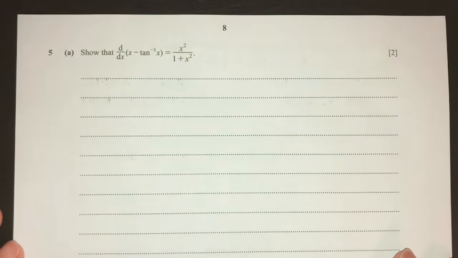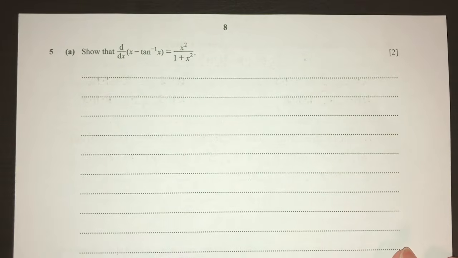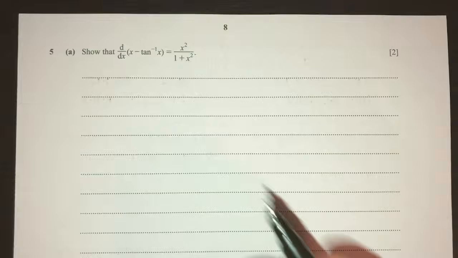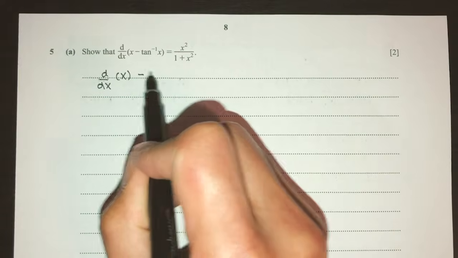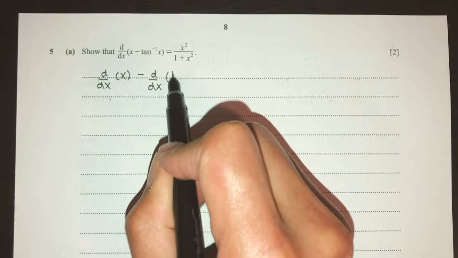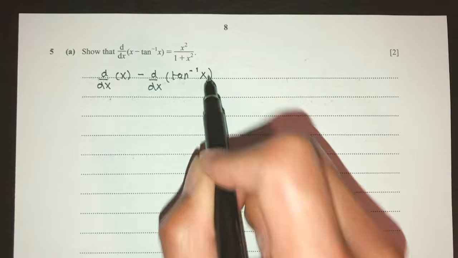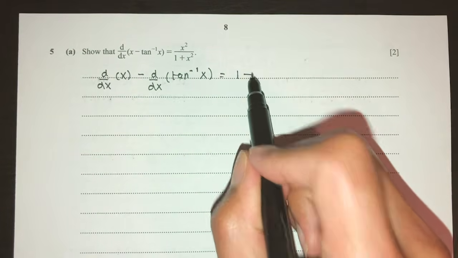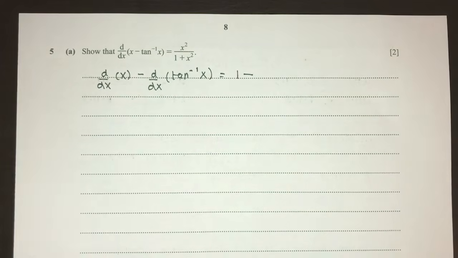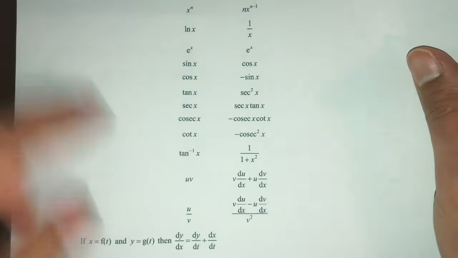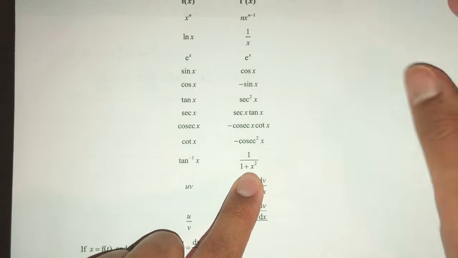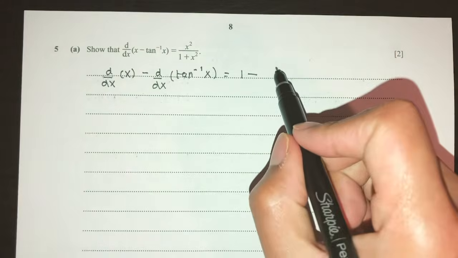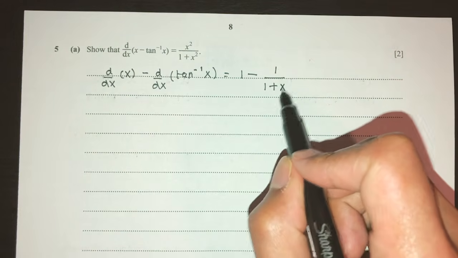Now let's move on to question number 5. So we have to show that dy by dx of this equal to this. So one by one, we can first expand this. You have d by dx of x minus d by dx of tan inverse of x. That is equal to 1 minus. Now this thing here is given to you on your list of formula. You can check. As you can see here, you will have function is tan inverse, and differentiation will be 1 over 1 plus x squared.